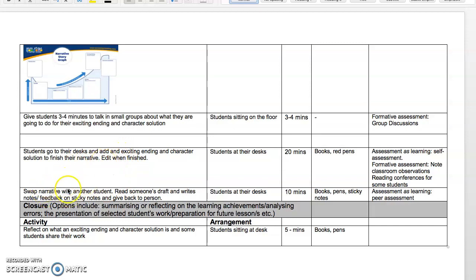After they've finished doing this, they then swap their narrative with another student. They read someone's draft, write notes and feedback on a sticky note, and give it back to the person. This allows for self and peer editing, which encourages independent and self-monitoring learners.